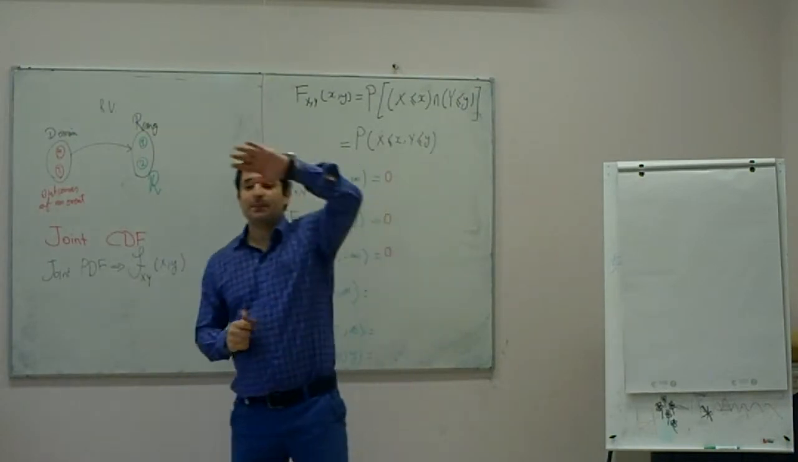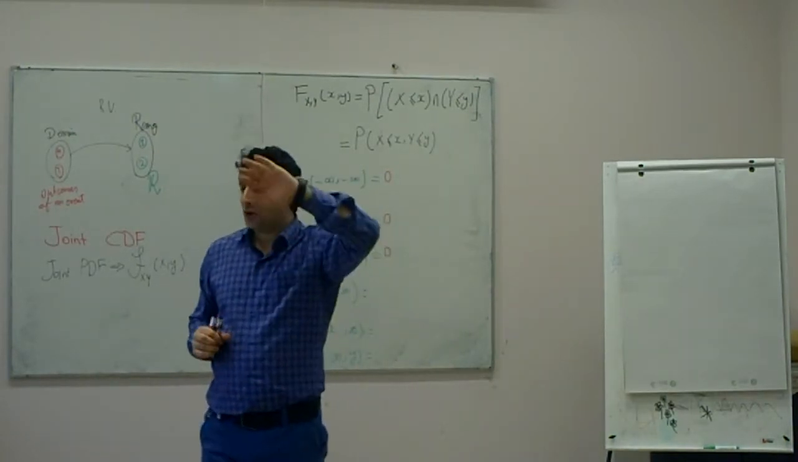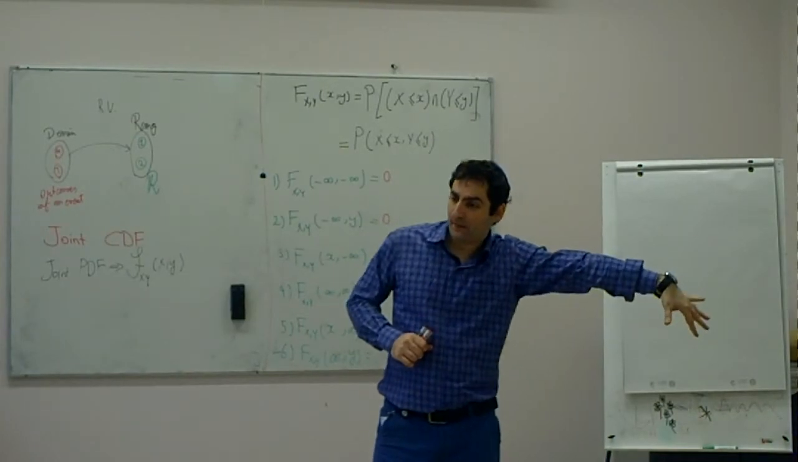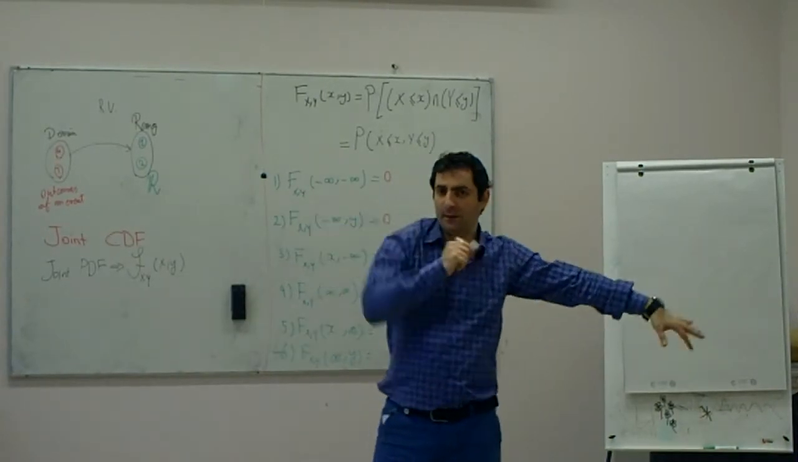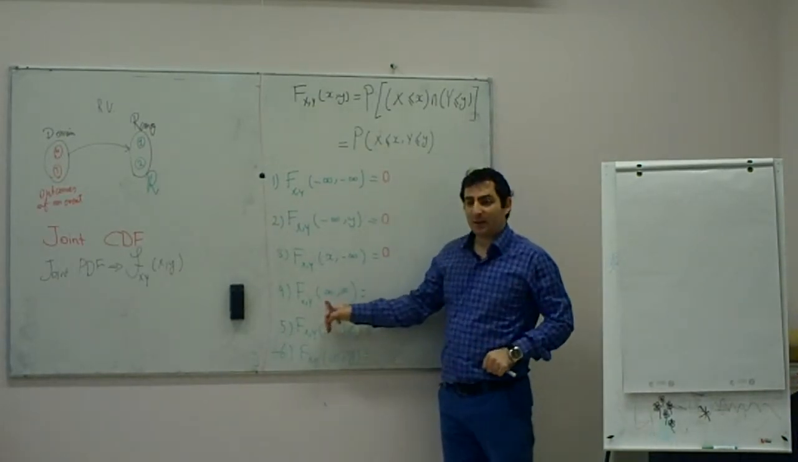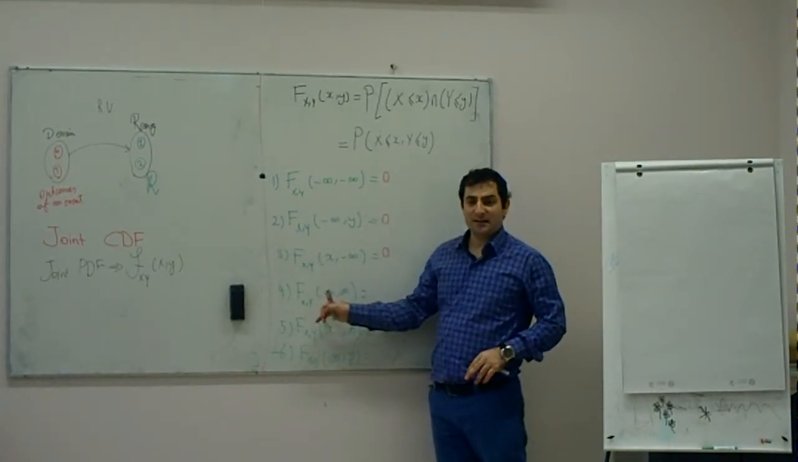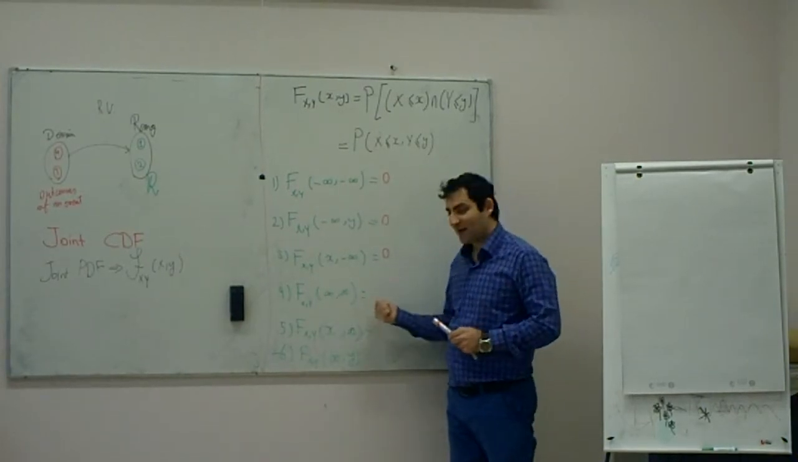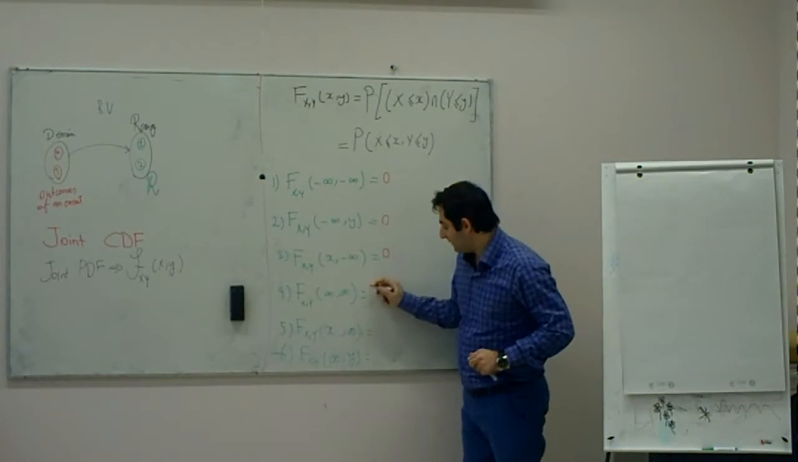Now, what was the value of the cumulative distribution function at plus infinity? 1, because the addition of all the probabilities should be 1. So what does this mean? This means that the probability of X less than infinity and Y less than infinity. So what is this value? 1.